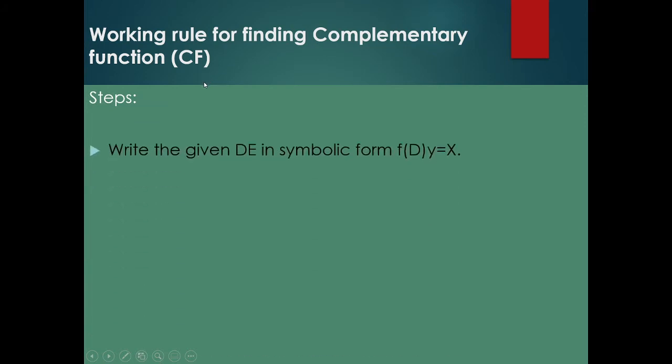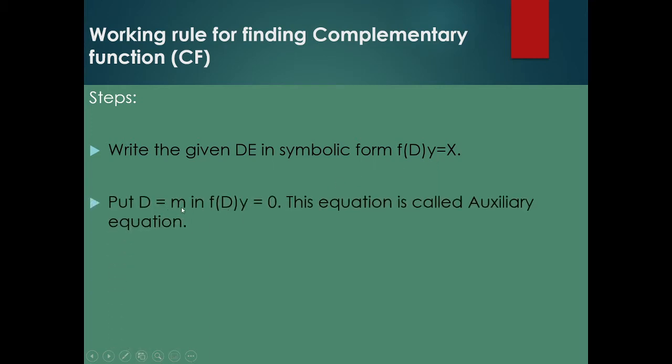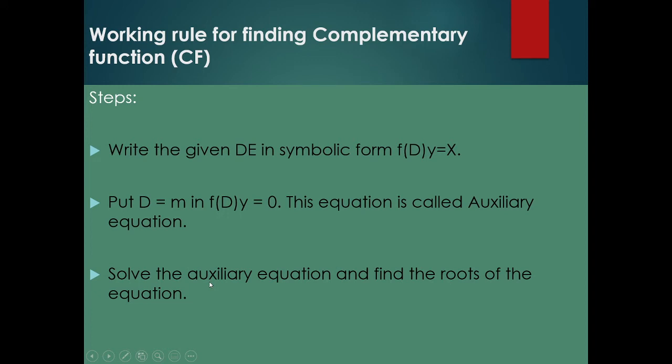These are the steps. First step, write down the given equation in symbolic form. Then put D equal to m in f of D of y equal to 0. We call this the auxiliary equation. We solve this auxiliary equation and find the roots of the equation. Depending upon the nature of the roots, we write down the CF.